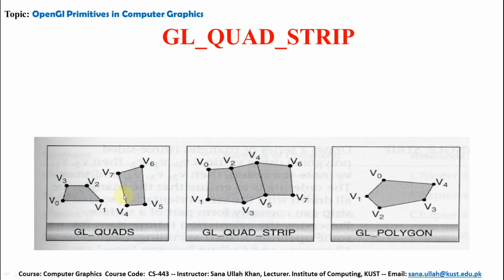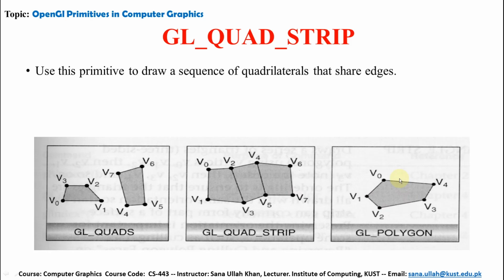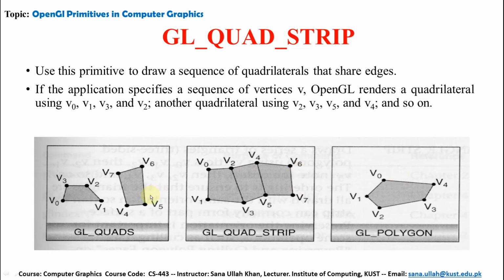So this is again quad, strips, and the polygon. Use this method to draw a sequence of quadrilaterals that share edges. If the application specifies a sequence of vertices V, OpenGL renders a quadrilateral using V0, 1, 2, 3. Another quadrilateral using V2, 3, 5, and V4, and so on. This one is a quadrilateral V0, 1, 2, and 3. Another is V2, V3, V5 and V4. Same, this is another quadrilateral.